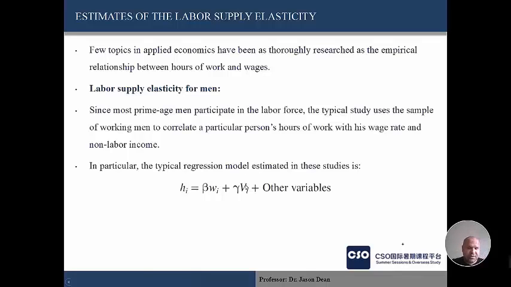So that would be the substitution effect. And here we would be looking at a change in income. So gamma here would reflect a change in income holding wages constant. And then other variables, so we would have control variables in there to try and ensure that we're looking at a causal effect.